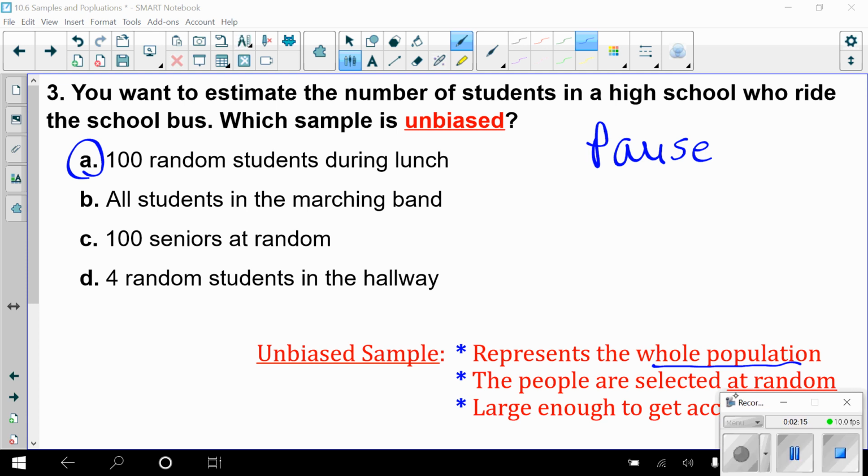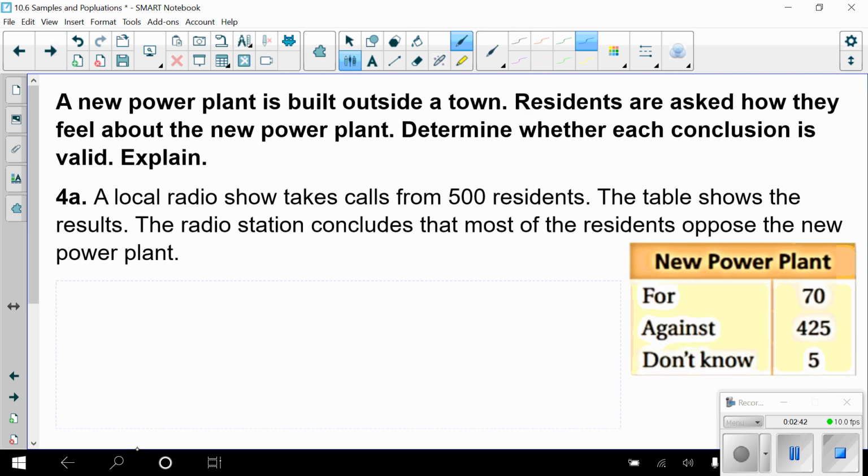Letter B, all students in a marching band are not random. It would be considered a biased group. 100 seniors at random. Well, seniors don't represent the whole population, so they would be biased as well. Letter D, 4 random students in the hallway. It is not large enough to represent your population, so that would not be an unbiased sample. All right.